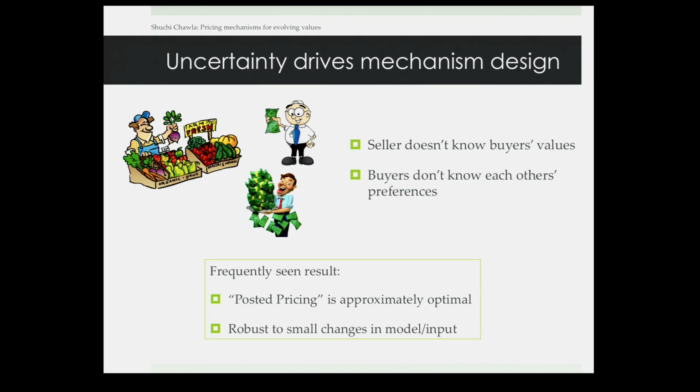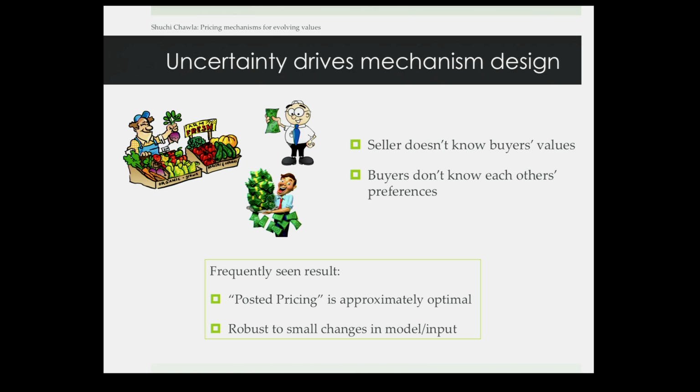So many times there are these posted price mechanisms that work really well, get a good approximation. One example is Anna's talk earlier, and Matt is going to talk about similar stuff later today. And these posted pricing mechanisms, despite their simplicity, or maybe because of their simplicity, tend to be pretty robust to changes in the prior, in the input, little changes to the model, whereas the optimal mechanism might not be so robust. So that's a nice property to have.